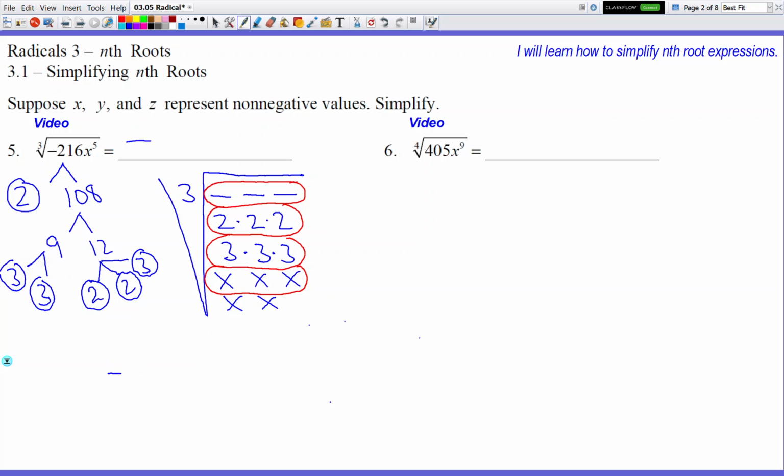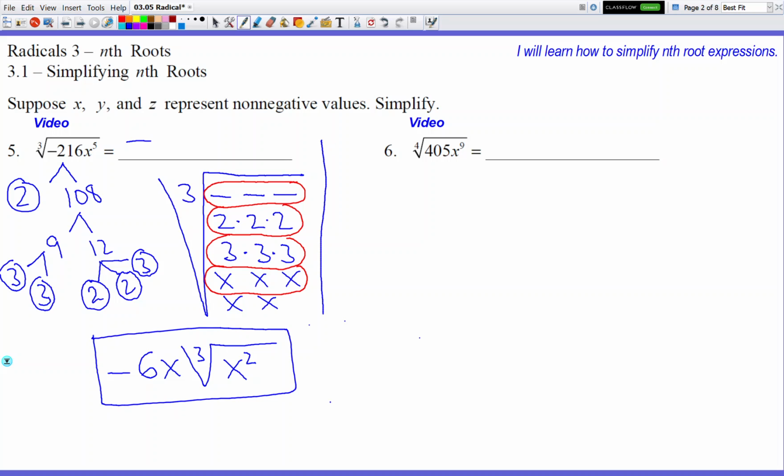So I got a negative sign that jumped outside. I got a 2 and a 3 that jumped outside. That makes 6. I got an x that jumped outside. And what did I leave behind? So make my line big like this so the 3 does not get confused with the x. And then I got x squared left inside. And there's your answer. Okay, all right, next problem.